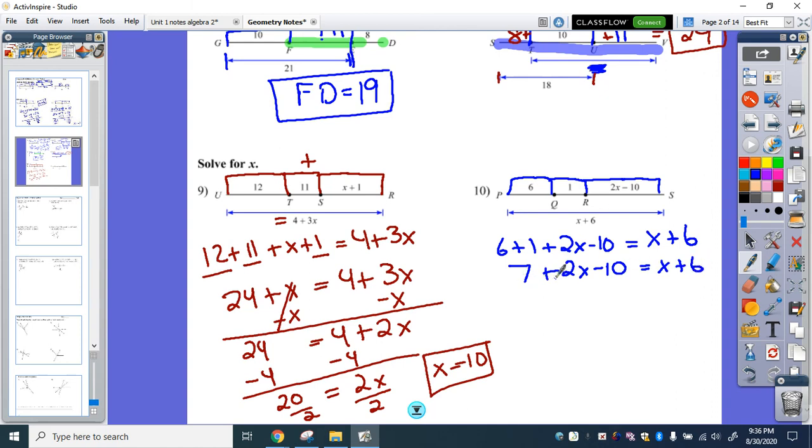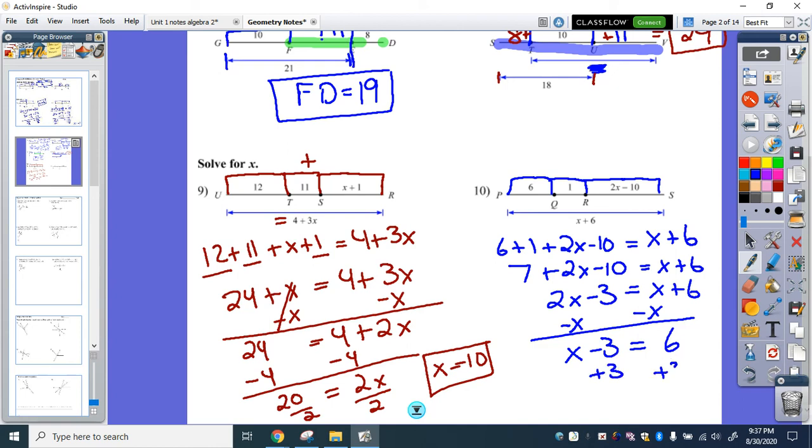You can do it in pieces if you want to. You can do it all at the same time. 7 minus 10 would give me 2x minus 3 if I combine those two terms, equals x plus 6. Subtract your smaller x. 2 minus 1 would just leave me with x minus 3 equals 6. Add 3 to both sides, and you're left with x equals 9.